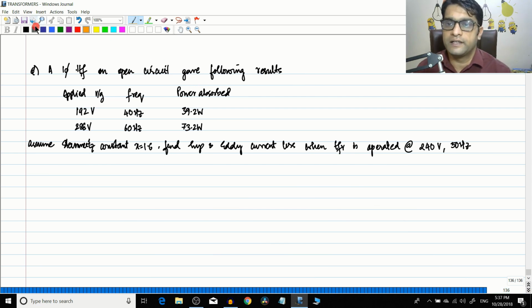That's it. So now let us do the third problem today, and with this we will conclude this session. A single phase transformer has an open circuit test and gave the following results. So the transformer is in open circuit.